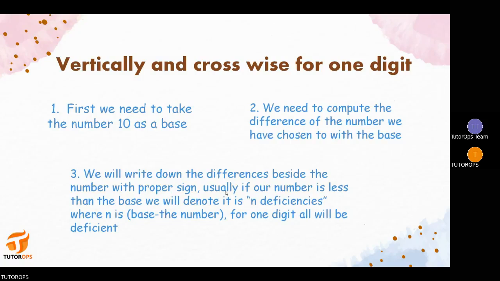Right. So at step 3, we will write down the differences beside the number with proper sign. For one digit, we know that every number will be less than 10, so there will be a minus sign. And usually if our number is less than the base, we will denote it as n deficiency. What is n deficiency? N is basically the base minus the number. For one digit, all will be deficient because 0 to 9 is less than 10.